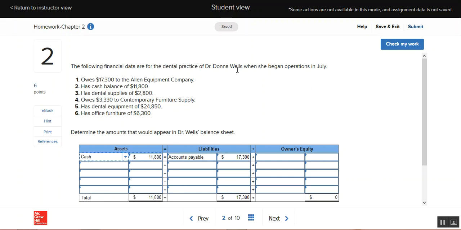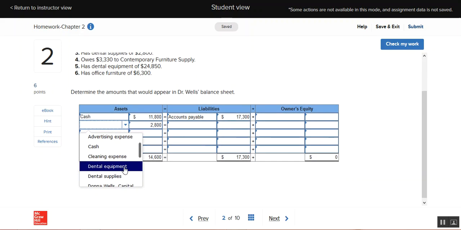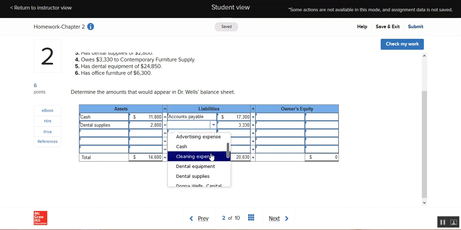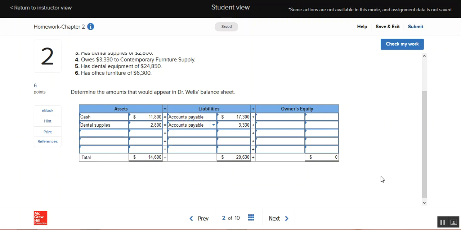She has dental supplies of $2,800. So again, that's something that she owns that she's going to use in her business. So let's see, we got dental supplies there. And then it says she owes $3,330 to Contemporary Furniture Supply. That's a debt, so that goes in liability. And you know, I'm not sure if they're going to make us add those together or not, so let's just try it this way and see if it works. If not, we will come at it another way. That's one of the great things about Connect, is it will tell us if we are wrong or not.